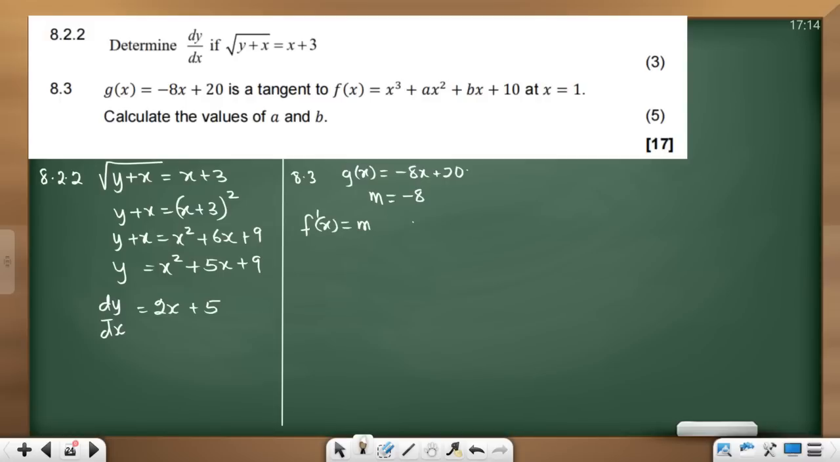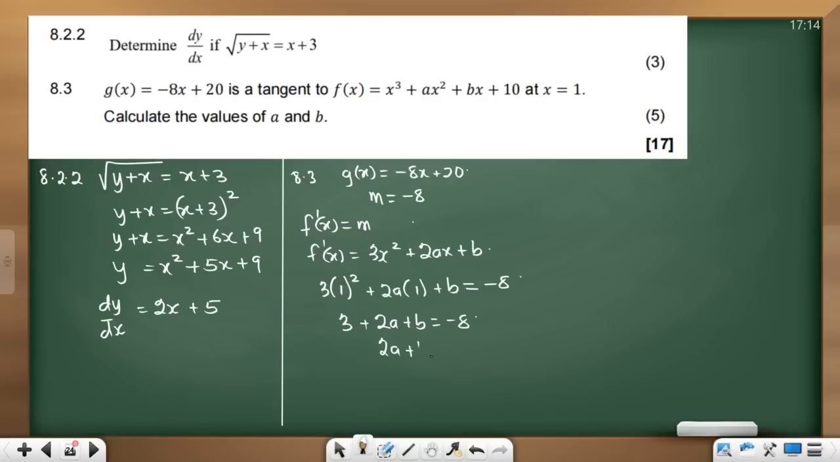Let's derive that. What do we have? f prime of x, what would that be? 3x squared plus 2ax plus b. They said at x equals 1. Once I put in my 1, then I know that the gradient is negative 8. So what do I have? 3 plus 2a plus b.